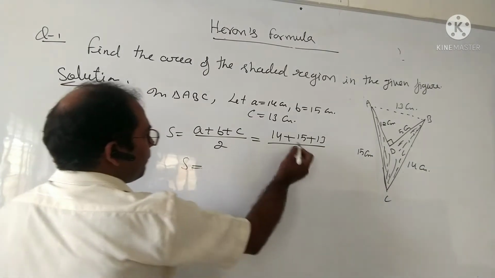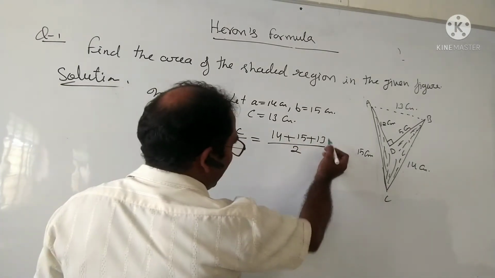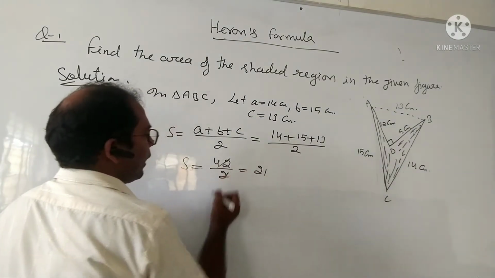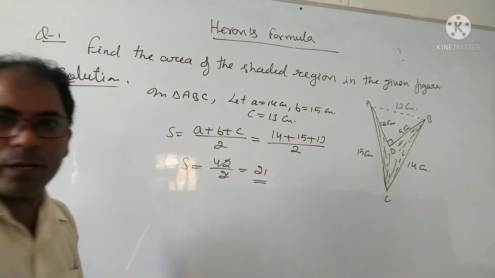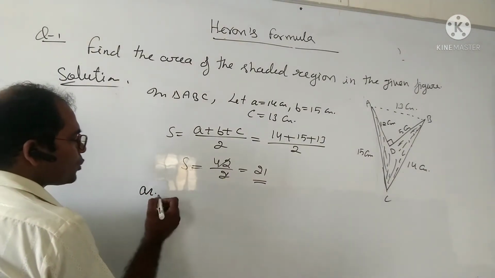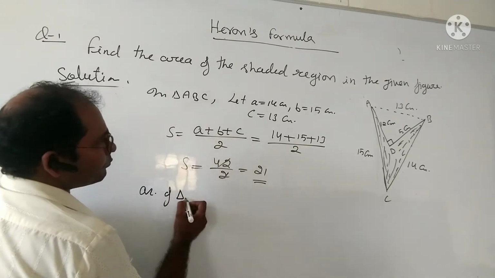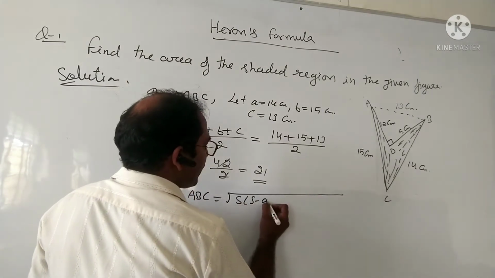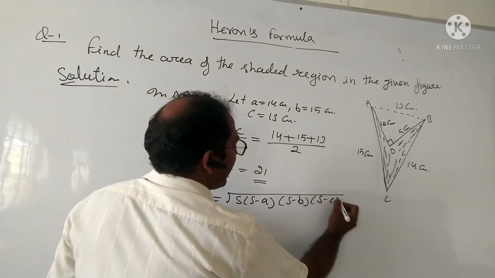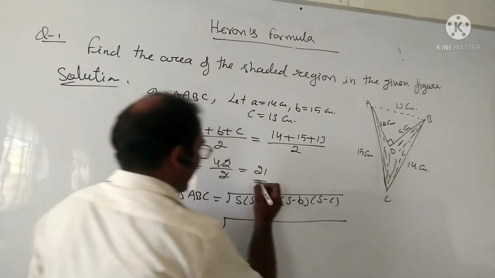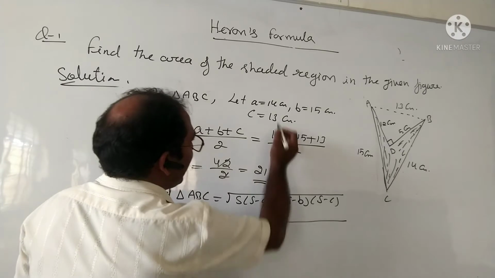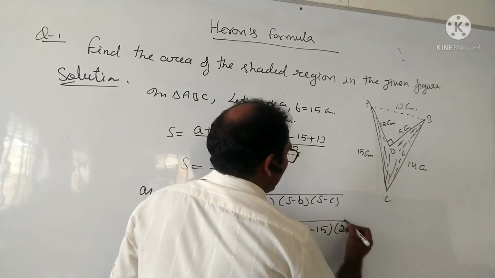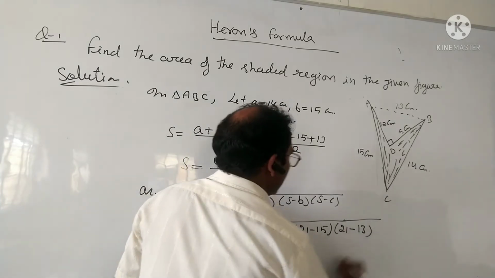4 plus 5 is 9, 9 plus 3 is 12, that will be 42. 42 upon 2 means 21. So the semi-perimeter is 21. Now we will use Heron's formula: area of triangle ABC equals root of s into s minus a, s minus b, and s minus c. Use the values: s is 21, so 21 minus 14, 21 minus 15, 21 minus 13.